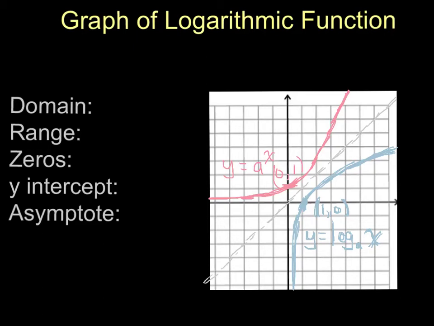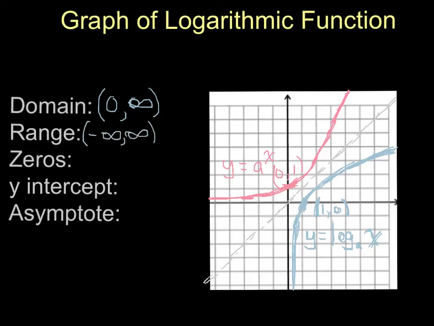Another thing to point out is the domain and range, and here's the general shape, of course, of the function. So let's look at the domain, range, zeros, intercepts, and asymptote. First of all, the domain of the logarithmic function is going to be 0 to infinity. So that looks like from 0 all the way to infinity we're going to have values, which is the range of the exponential function. So the range of the logarithmic function is the domain of the exponential function. So the range is going to be all real numbers, or negative infinity to infinity.